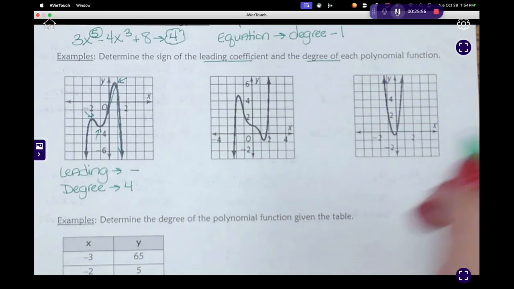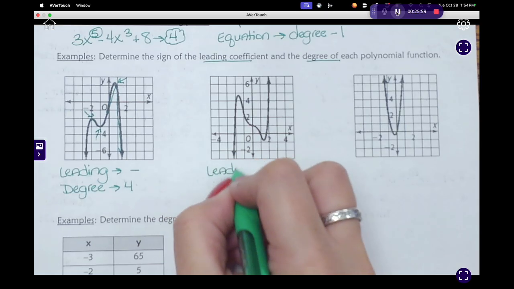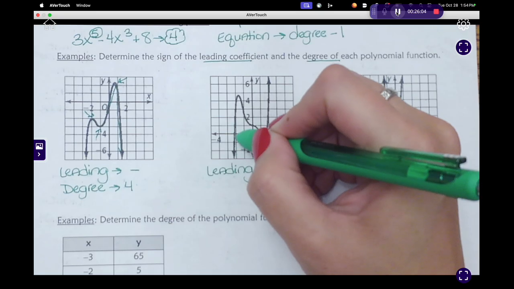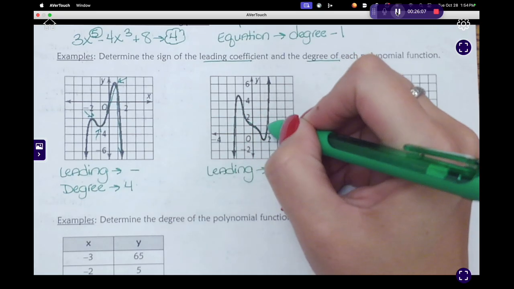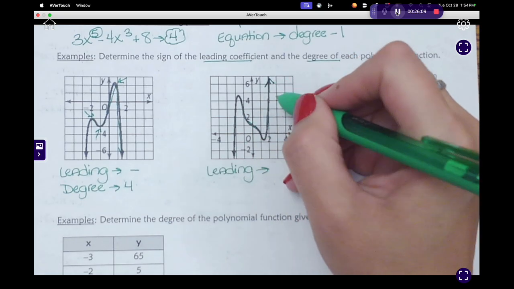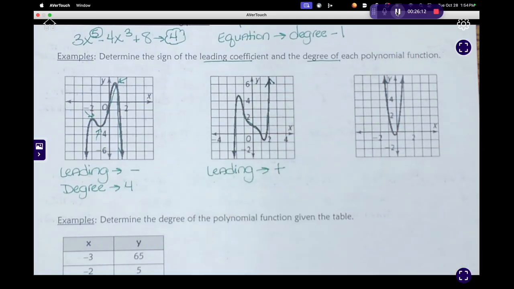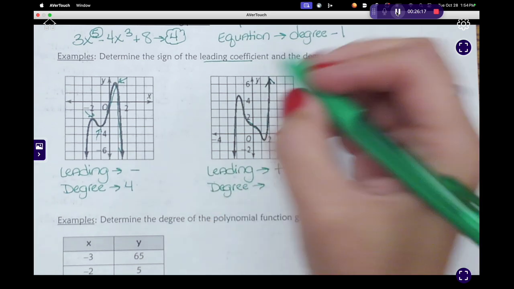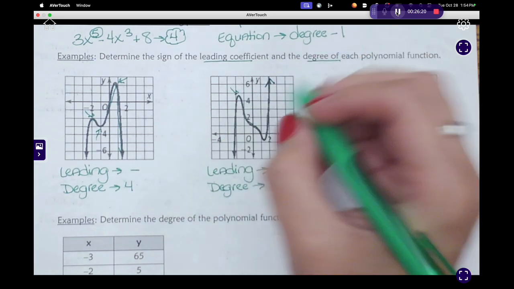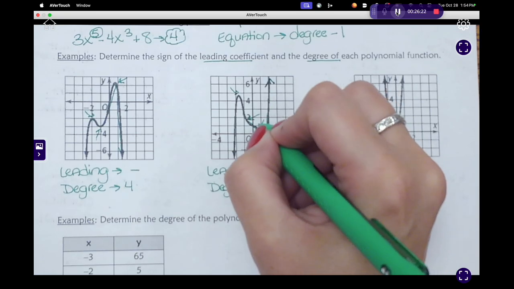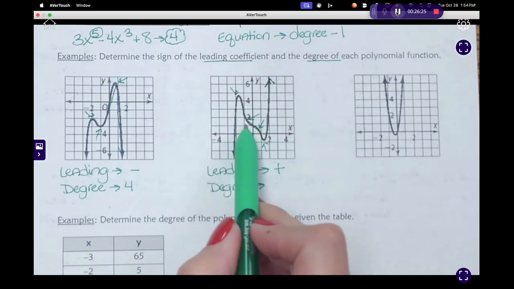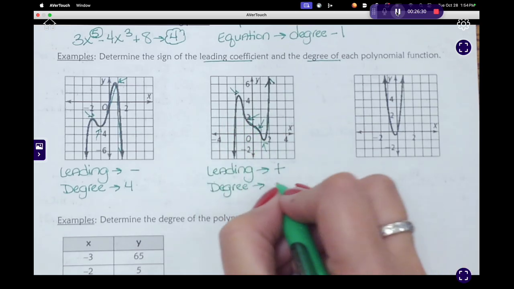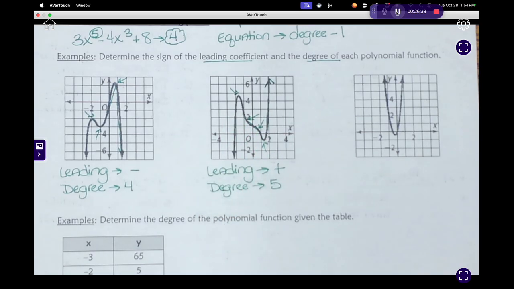Okay, same thing right here. Look at the leading coefficient first. If I trace this graph, starting on the left and tracing to the right, right there that graph was going up. So that tells me that is a positive leading coefficient. And then for the degree, look at how many turning points you have. Be careful with this one. I have 1, 2, 3, 4. So I have 4 different turning points. That means the degree of that polynomial function would be 5.